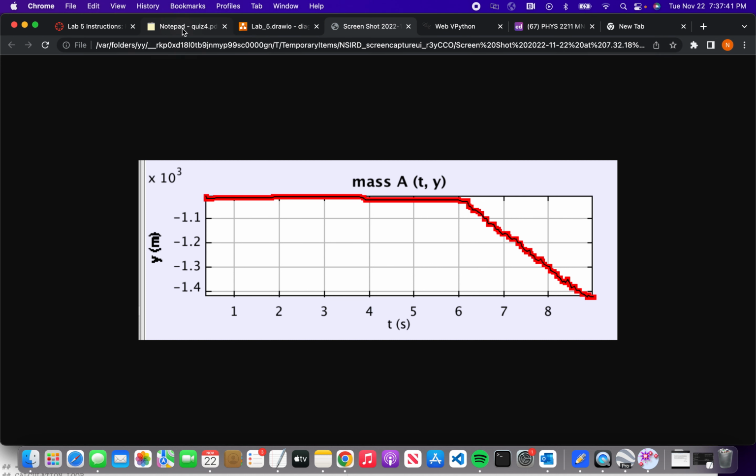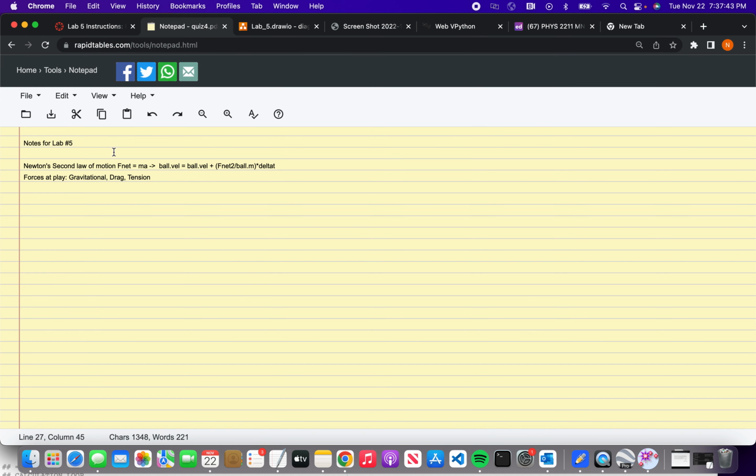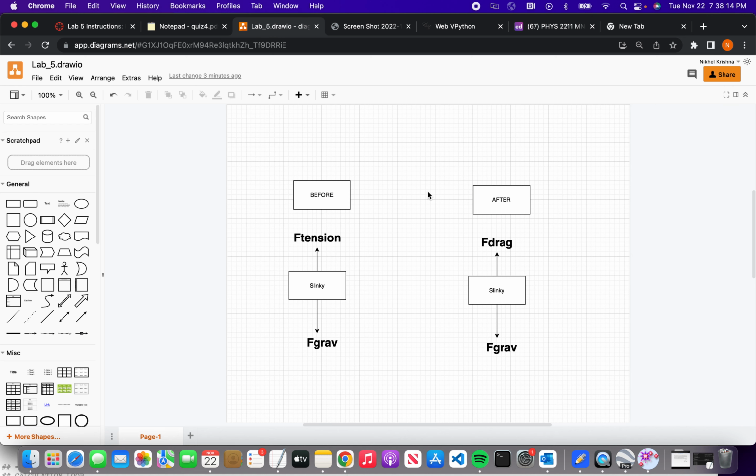So to model this in GlowScript, we go back to the second law of motion, where the net force is equal to the mass times acceleration. And this can be plugged into our velocity update formula that we're going to be using in our model. We also need to analyze the forces at play in this experiment, particularly gravity, drag, and tension, and I'm going to explain in more detail how these affect the motion.